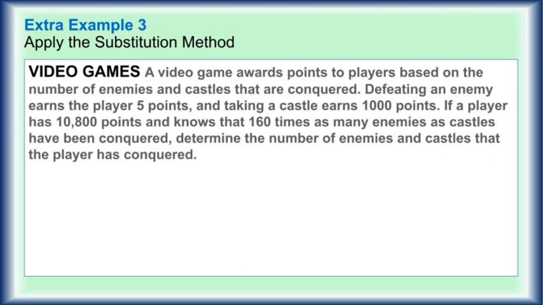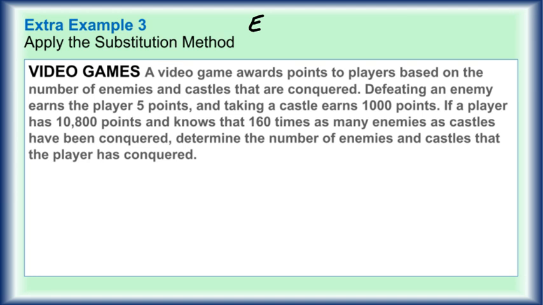Next problem. A video game awards points to players based on the number of enemies and castles that are conquered. Defeating an enemy earns the player 5 points, and taking a castle earns 1,000 points. If a player has 10,800 points, and knows that 160 times as many enemies as castles have been conquered, determine the number of enemies and castles that the player has conquered.